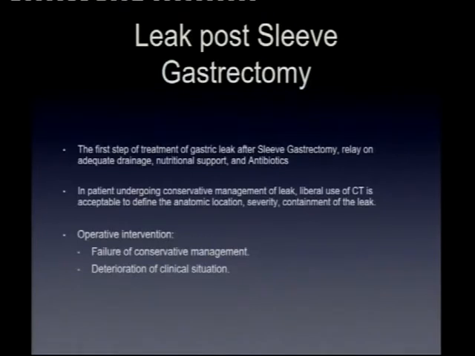Usually, the first step in post-sleeve gastrectomy leak is to start the patient on NPO, adequate drainage of the collection, nutritional support, and covering with antibiotics. When patients go through conservative management of a leak, there is liberal use of CT scan and gastrografin swallow to follow up the anatomic location and the severity of the leak and its containment. Operative intervention is usually indicated when there is a failure of conservative management or deterioration of the clinical situation.